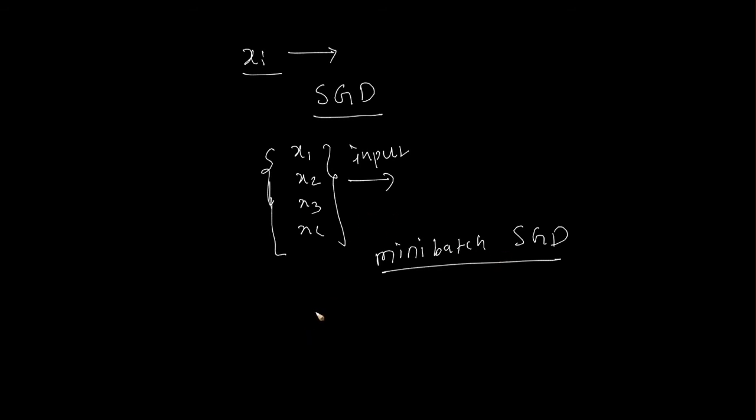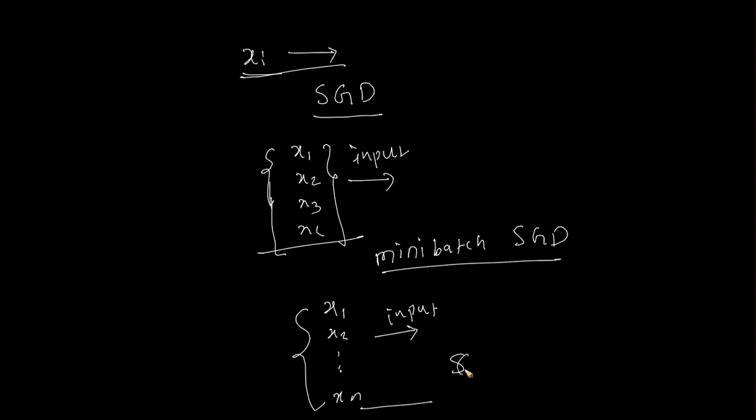When I pass all the data points at a time, from x1, x2 up to xn, all at a time as input to the neural network, this is called the standard gradient descent algorithm. So I can use either SGD, mini batch SGD, or the standard gradient descent algorithm.